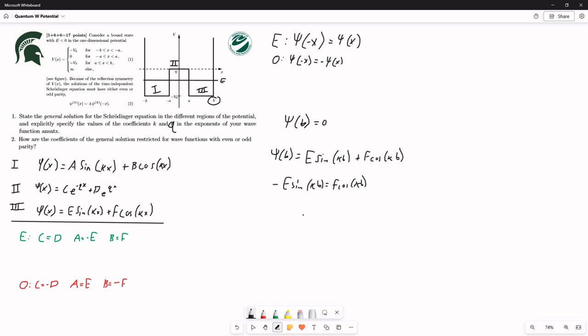Hopefully you can see the relationship already. We have negative e tangent of kb equals f. And you can double check me, but this will be the same for both even and odd solutions.